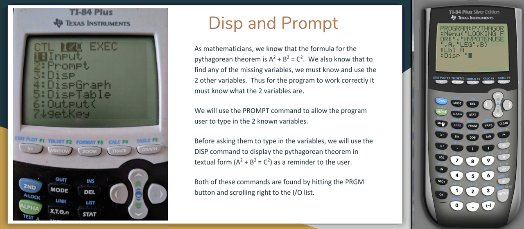We need to tell them that alpha A, remember this alpha is your typing in, so all of these green ones on here, it'll put in those letters. A squared plus B squared equals C squared. So again, at that point, we're basically just reminding the user of what the Pythagorean theorem is. Next, we are going to prompt.